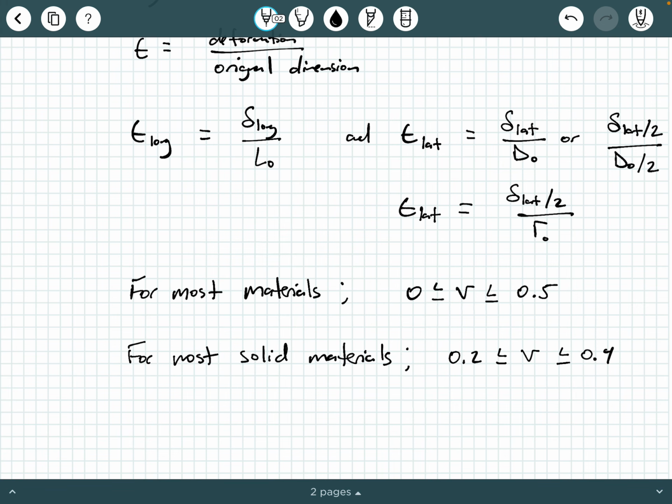So that concludes our brief overview of what Poisson ratio is and how we can determine it for a loaded specimen.